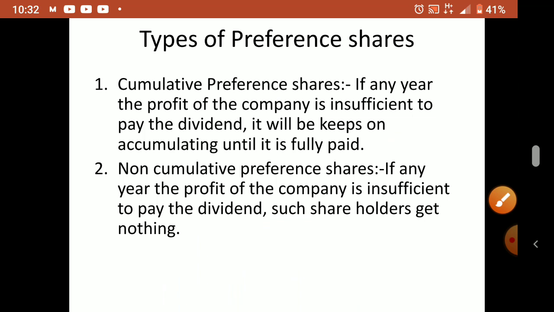Then non-cumulative, the next type. Non-cumulative means the opposite of cumulative. Any year with no profit, no dividend, then they will not get it next year. Next year they'll get only that year's profit dividend, not the previous year's dividend. So if they get the previous year's insufficient dividend afterwards, then it is cumulative preference shares. If they will not get it, then it is non-cumulative. Okay, this we also studied last year. If you have a business studies textbook, you can see that.